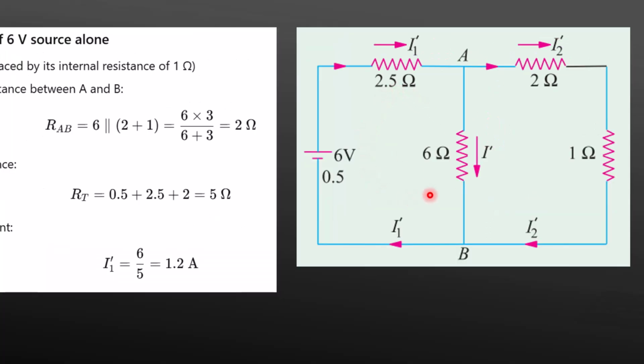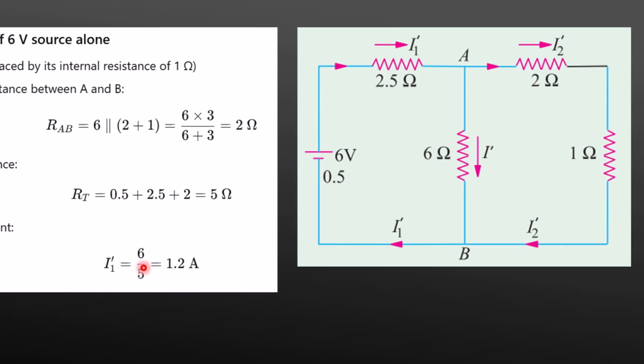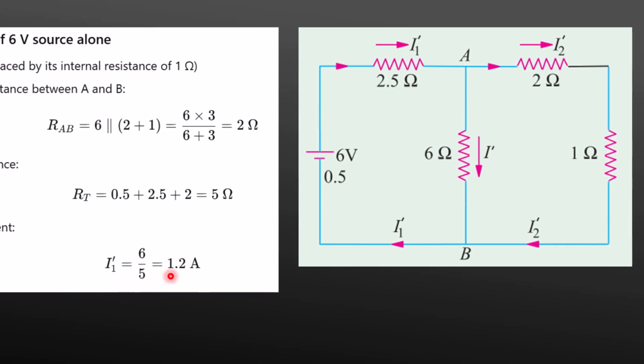Now if you see this part of the circuit, here we have 2.5 ohm, the equivalent resistance is 2 ohm, and the internal resistance of the 6 volt voltage source is 0.5. So the sum of the three resistances will become 5 ohm. So the total resistance that this voltage source is seeing is 5 ohm. Now by applying Ohm's law, the total current in this circuit, which is equal to I1 dash, is equal to 6 over 5, which is equal to 1.2 ampere.